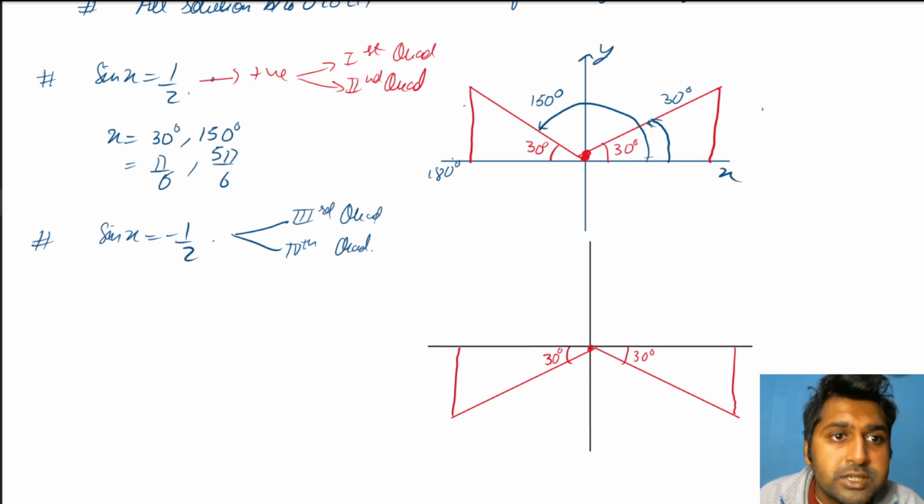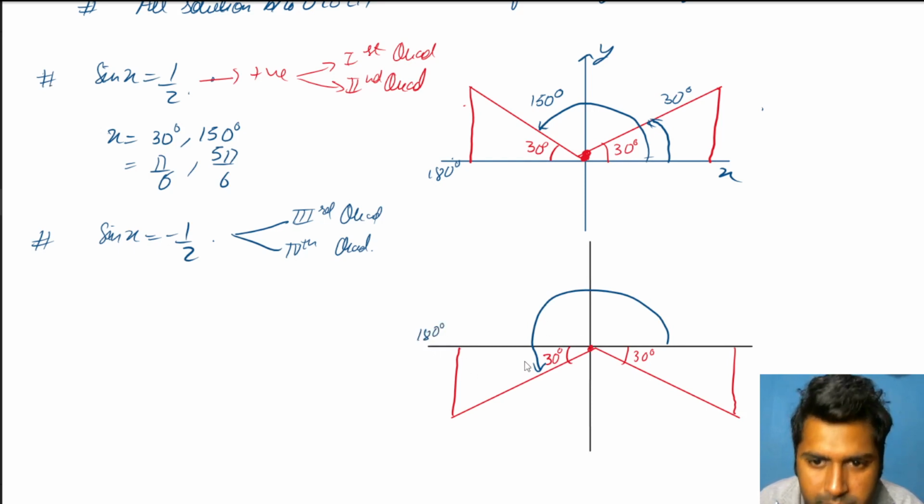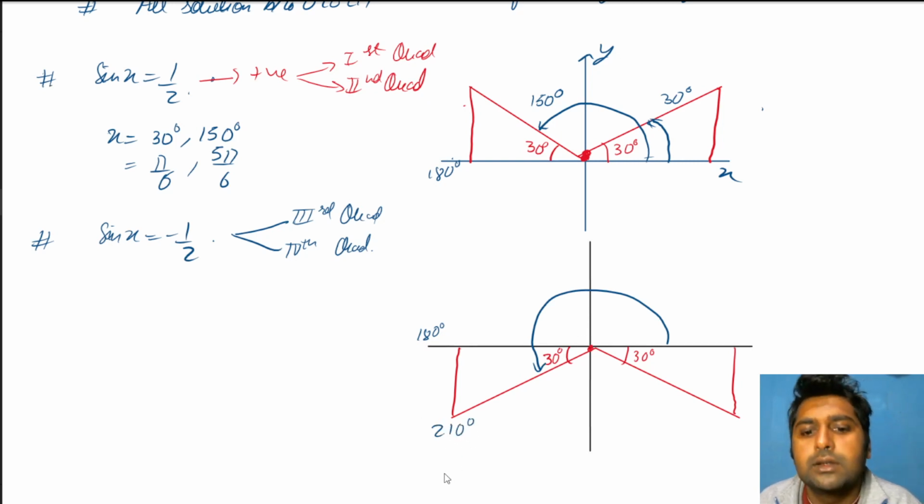But remember, how do we measure the angle? We always measure it with positive x-axis. Now calculate how much this will be. This is 180 degree line and you have to move more than 180, 180 plus 30. So this becomes 210 degree.